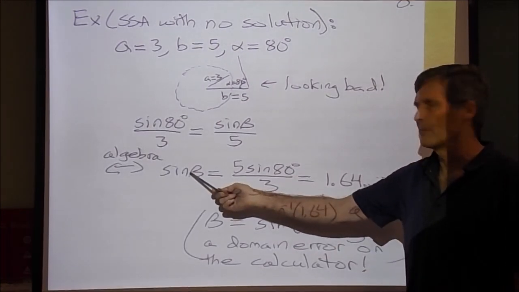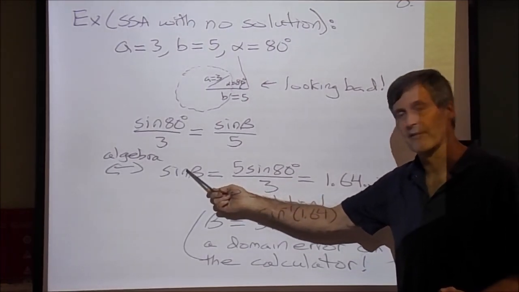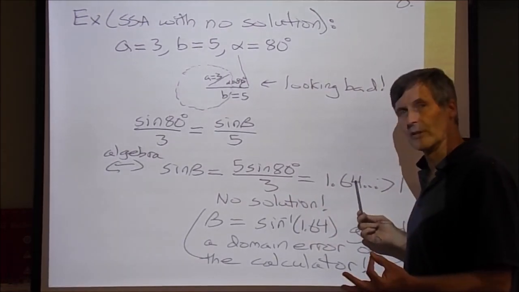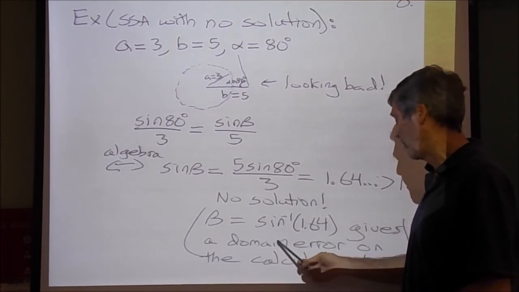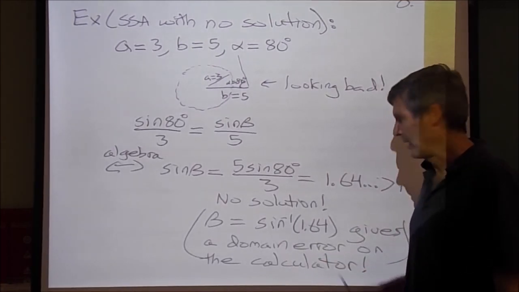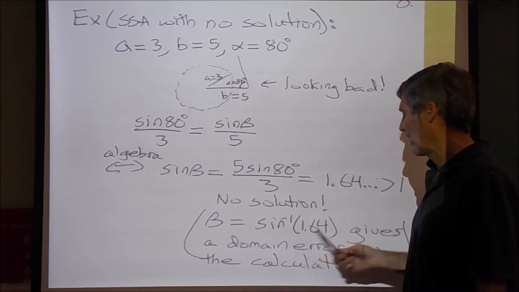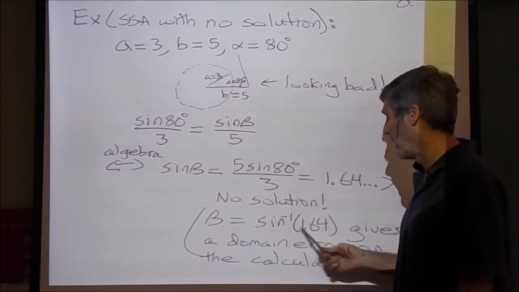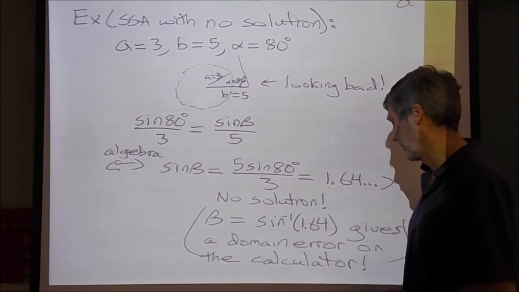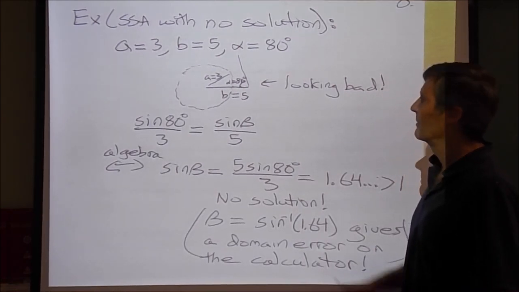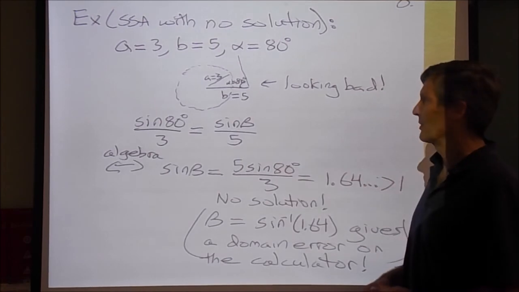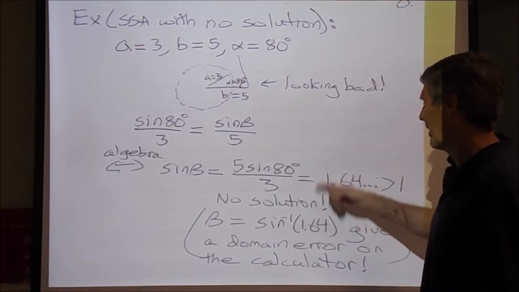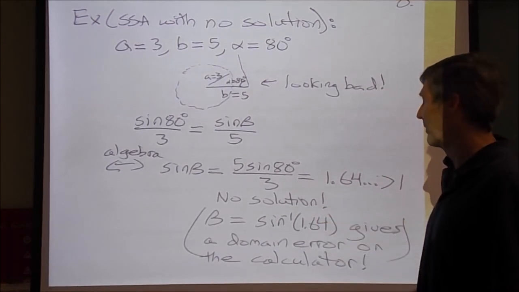Sine of an angle, remember, is always a number between -1 and 1. If I were to get a sine equal to a number bigger than 1 or less than -1, there is no solution. If you put this on your calculator, it'll say domain error. That means you can't take the inverse sine of 1.64. It's not in the domain of arc sine. Arc sine is defined for numbers between -1 and 1 only. So there's how you can tell if you don't believe your drawing or just want to not do the drawing. You can try this, and when it comes out with the domain error, you know there's no solution.